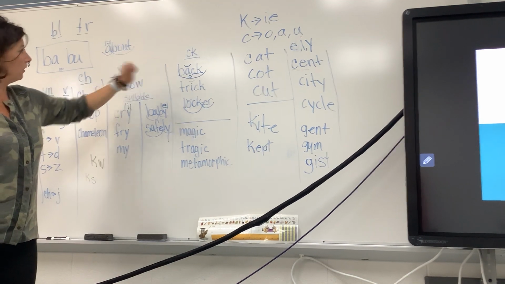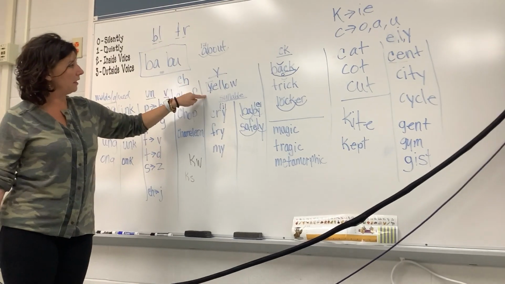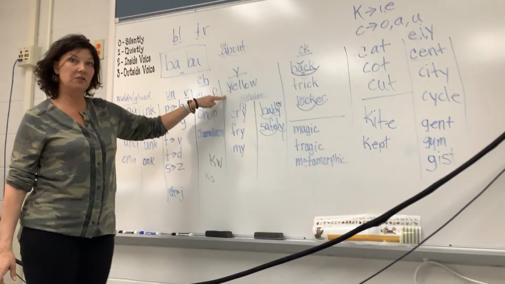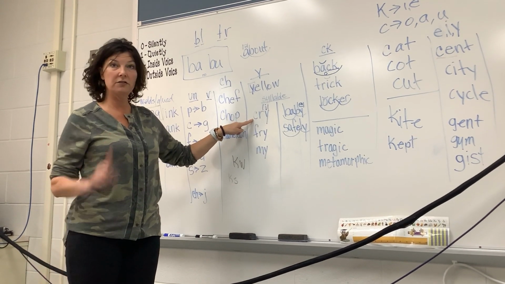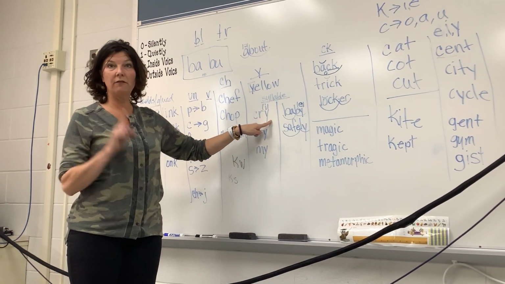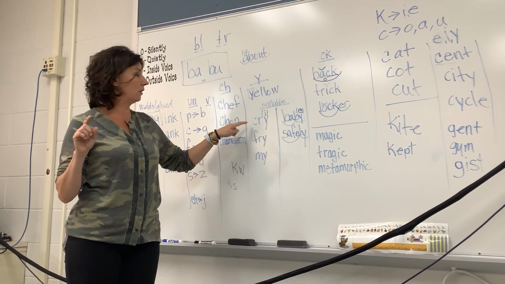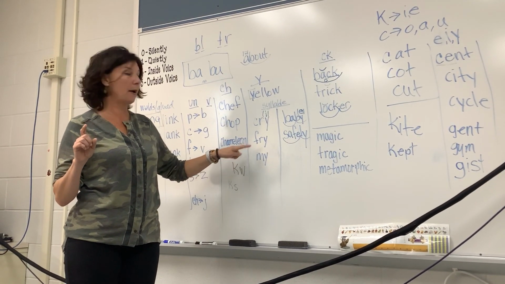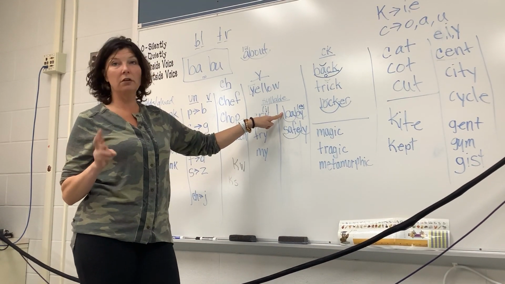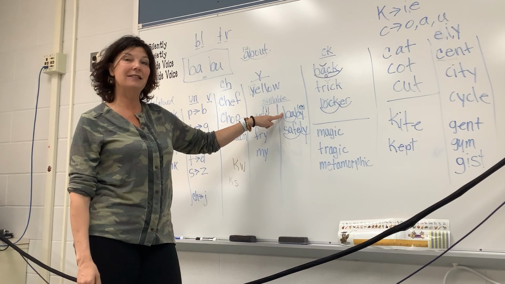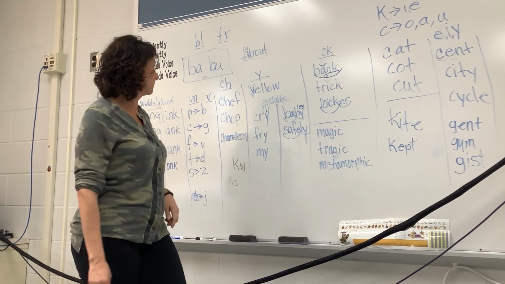Here's the Y. If it's at the beginning, it's going to make the "ya" sound, which is the consonant sound. And then here, if it is at the end of a one-syllable word, it's going to say the I sound. Cry, fry, my. If it is the end of a two-syllable word, it's going to make the E sound. Baby, safely. There's my E.